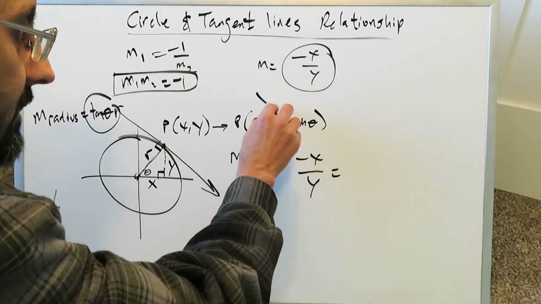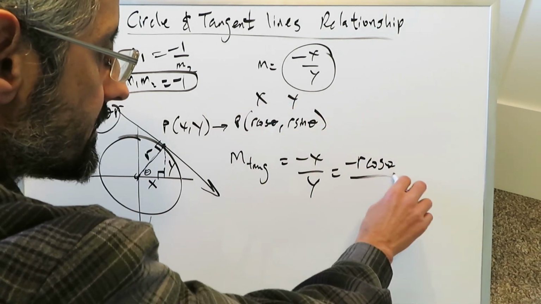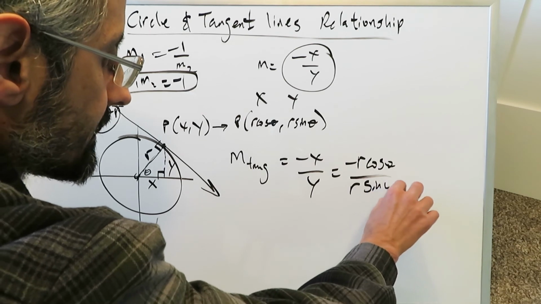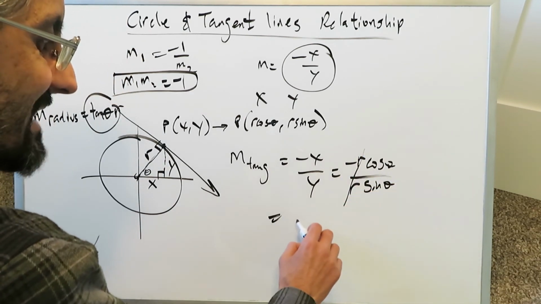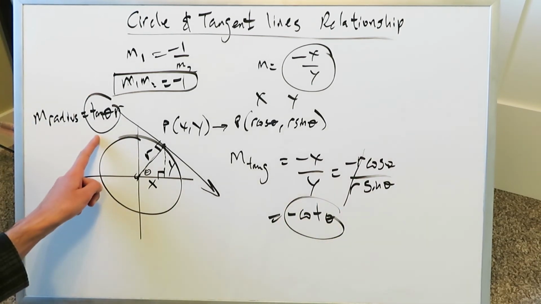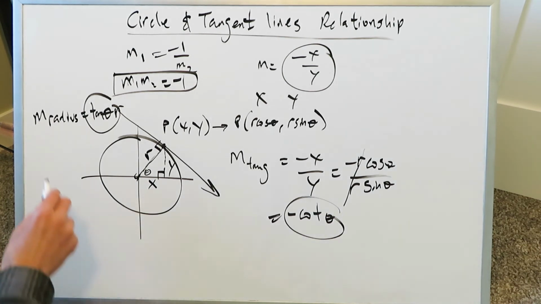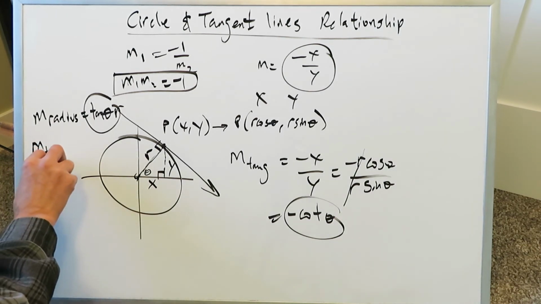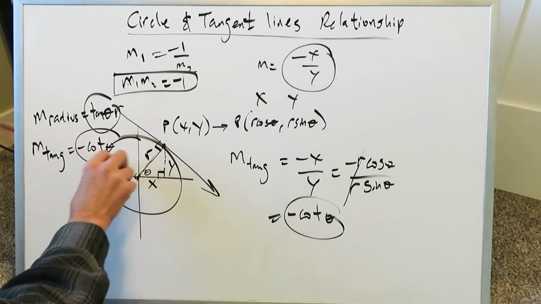What's your minus x value? Here's my x, here's my y. You have a minus r cosine theta divided by a y value r sine theta. The r's cancel out, but you have a minus cosine theta divided by sine theta, which is a minus cotan theta. Now think about it, tangent and cotangent are reciprocals of one another, aren't they, right? So we now know that the slope of the tangent, I'm just writing tang, is equal to minus cotan theta.